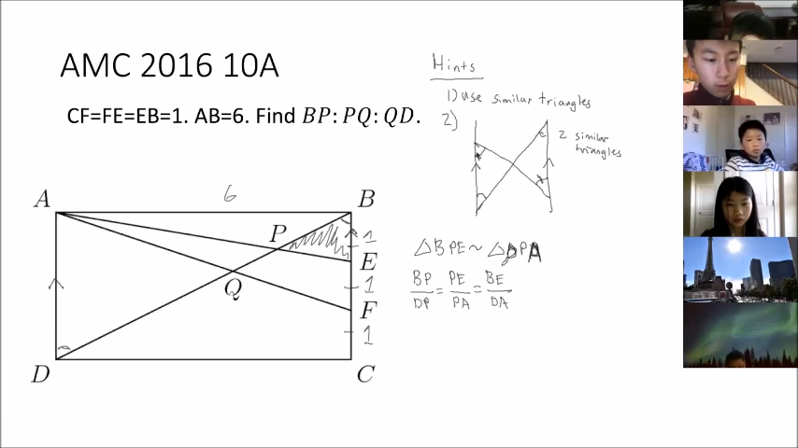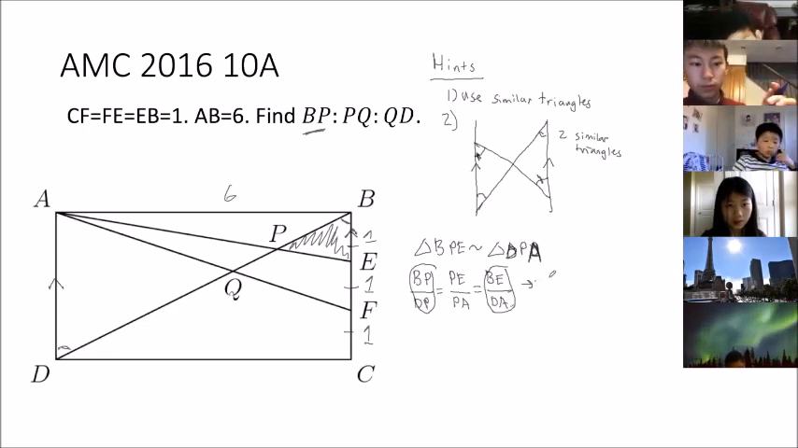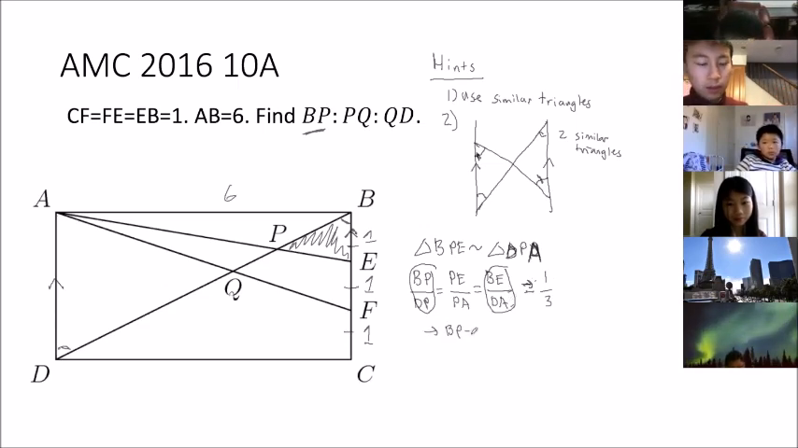The one that's the most useful will be involving BE, which we know the length of, and also BP, which is part of the ratio we want to find. So what this gives us is BE over DA is equal to 1 over 3, because BE is 1 and DA is 3. So that tells us that BP is equal to 1/3 DP.